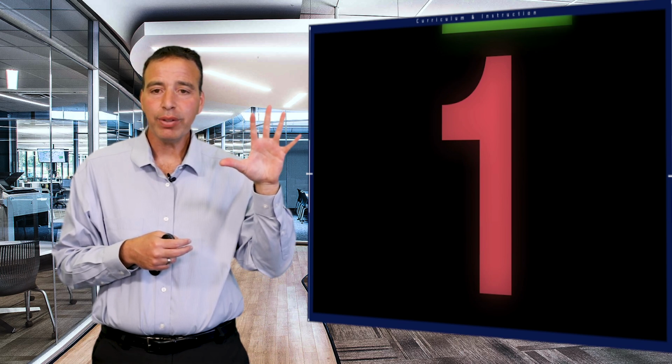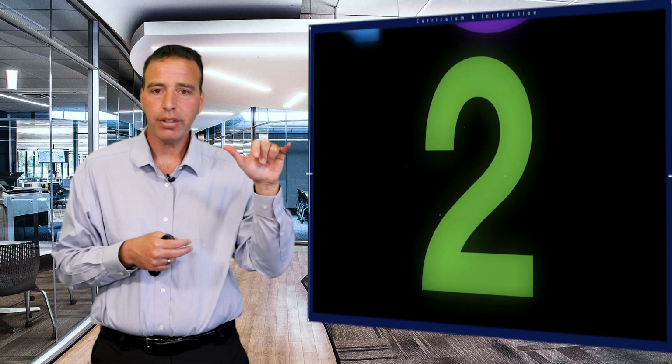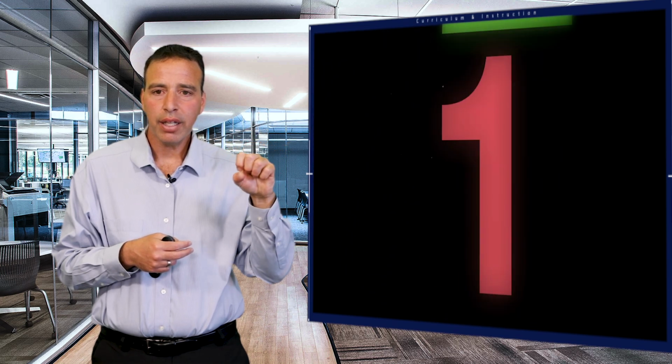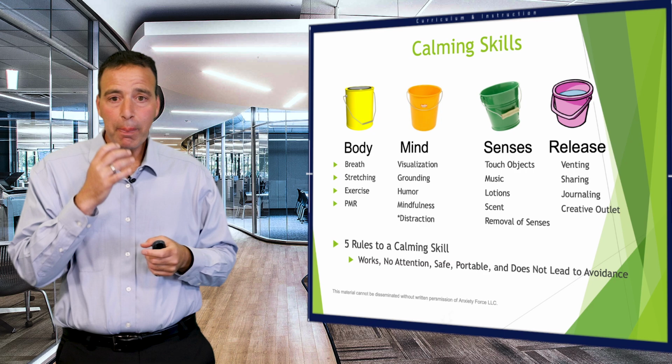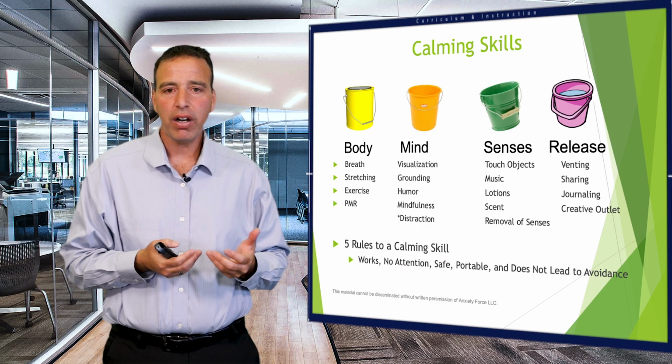So that's another way to ground, and you can do it really fast. 5, 4, 3, 2, 1. So again, that's a mind skill. And again, we talked about getting the senses involved.